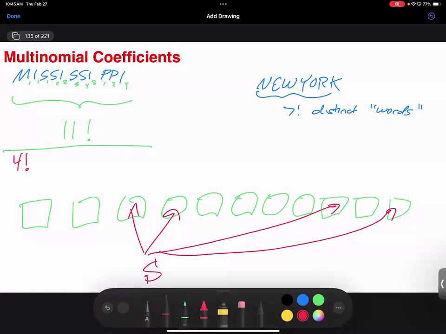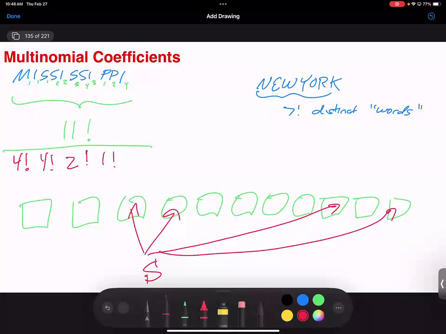4 S's. And then similarly, I would divide by 4 factorial because there are 4 I's. I would divide by 2 factorial because there are 2 P's. And then I would divide by 1 factorial because there's 1 M. And I do want to write the 1 factorial. What do you notice about 4, 4, 2, and 1? They add up to 11.